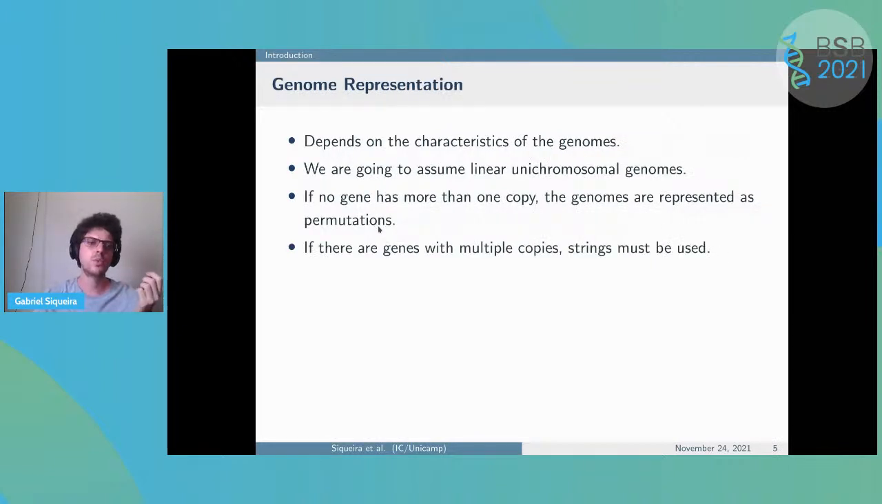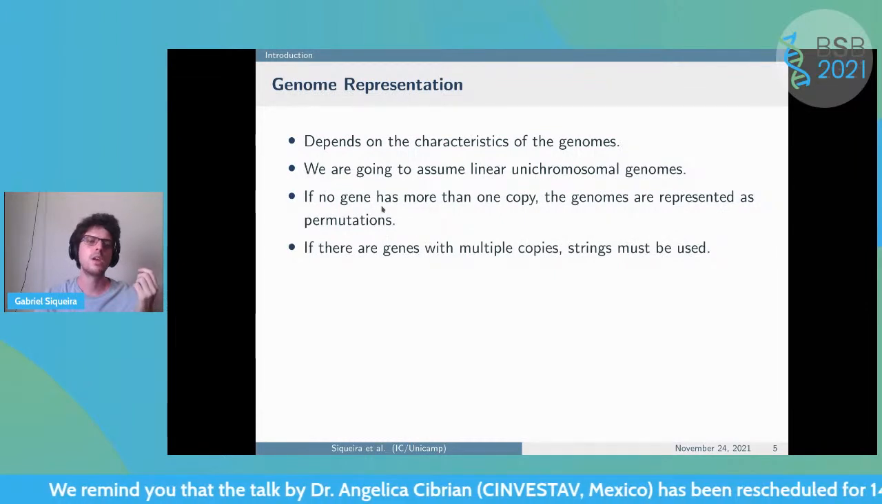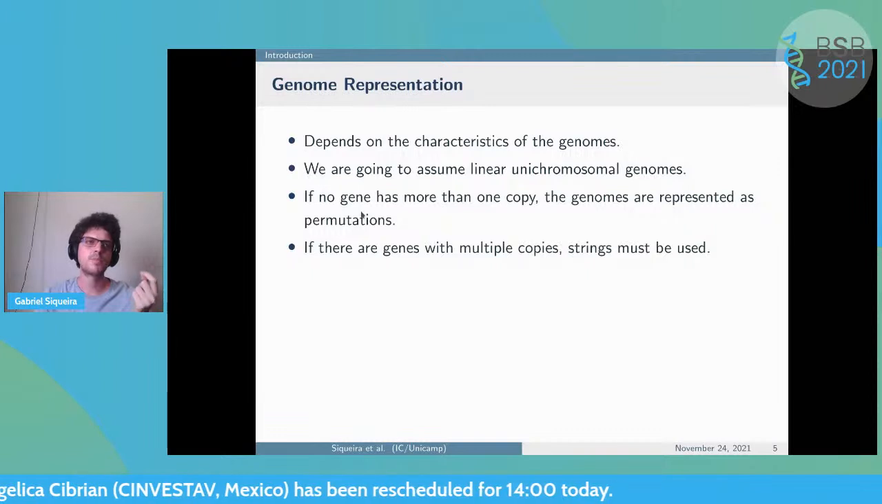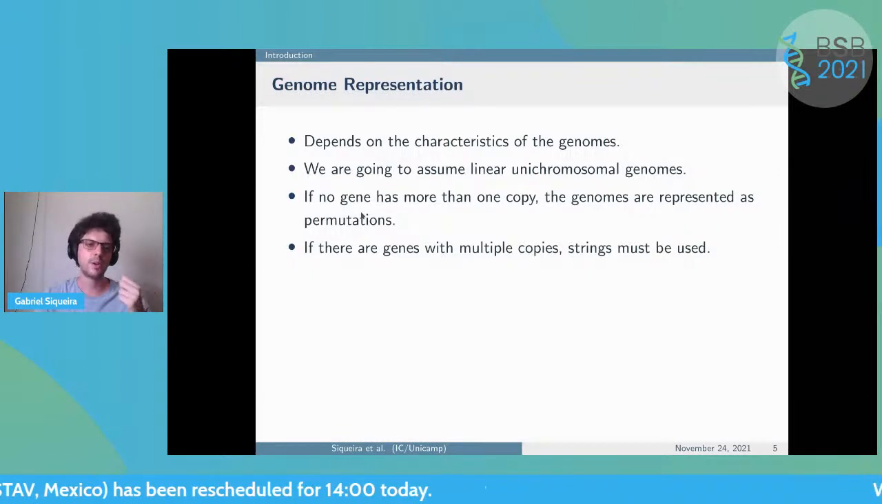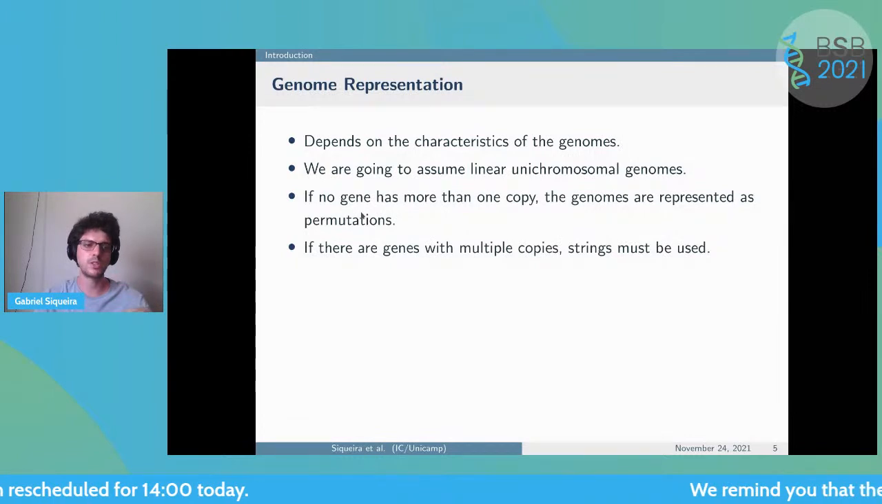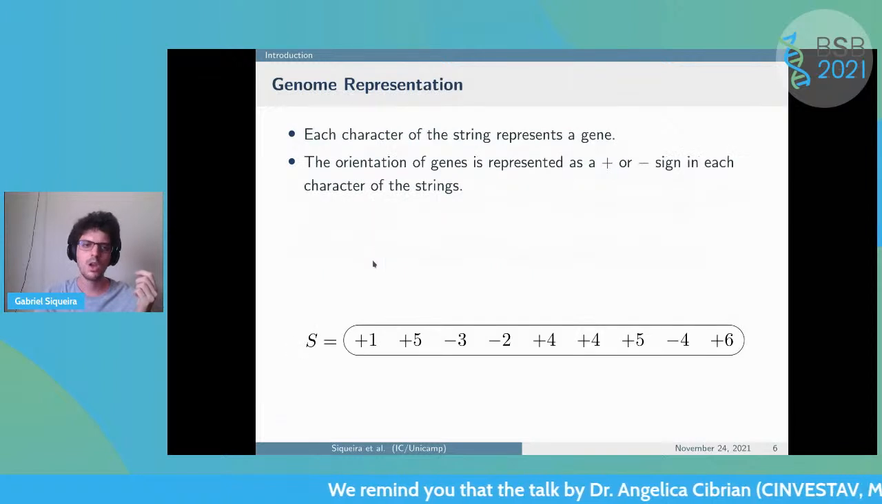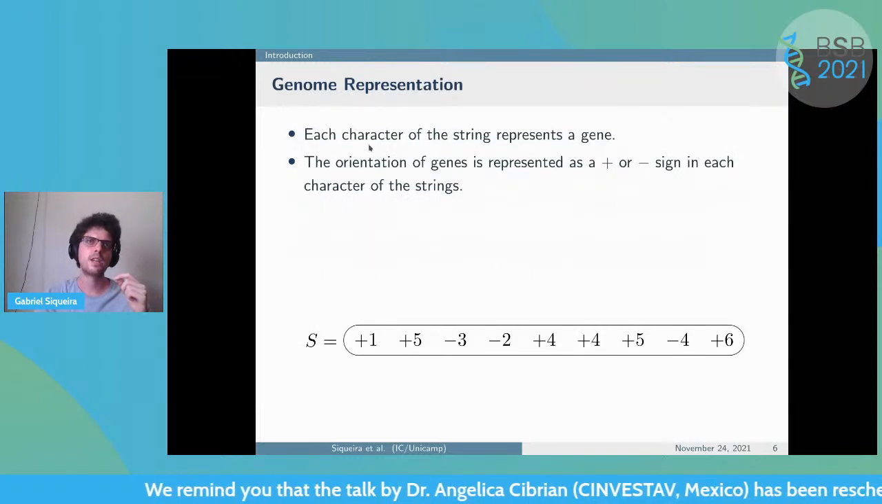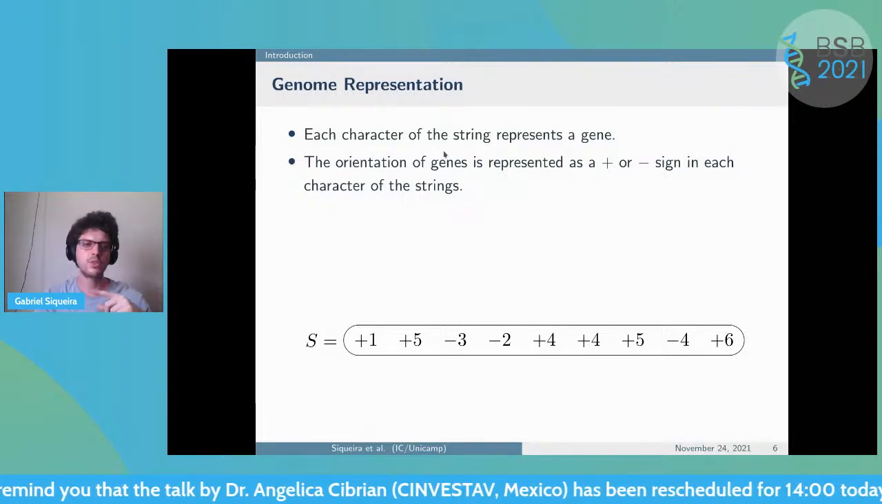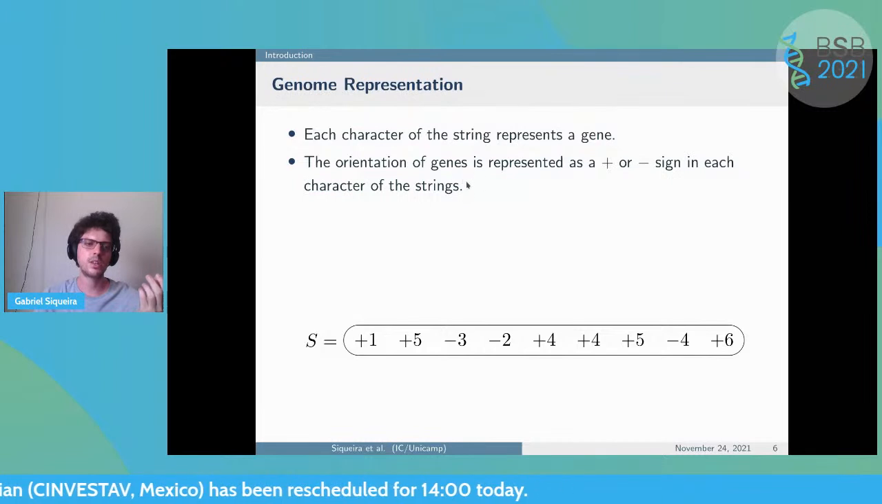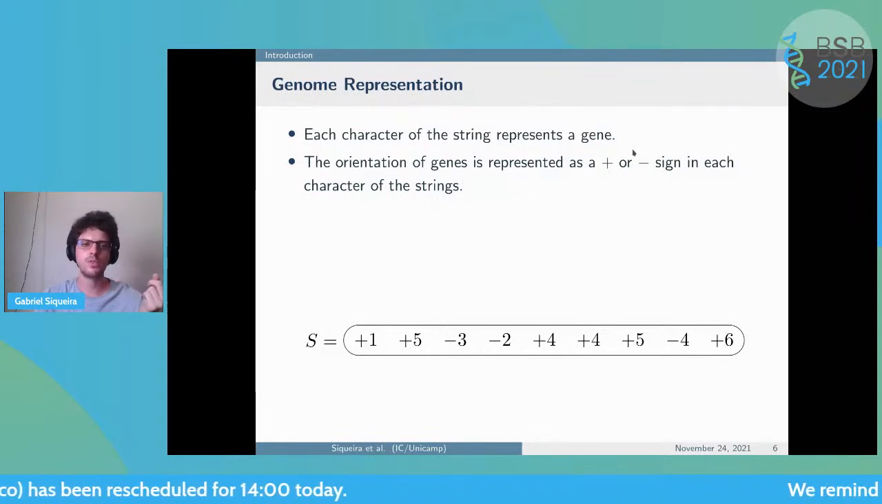The actual way in which we're going to represent the genomes is going to depend on the characteristics of the genome we're trying to compare and on the events we're going to use. Here we're going to assume linear unichromosomal genomes. With this assumption, if there is no gene with more than one copy, we represent the genomes as permutations. In the general case, if there are multiple copies of genes, we represent them as strings. Using the string representation, every gene is going to be represented as a character, and we're going to attribute a sign to these characters, plus or minus, to represent the orientation of that gene.